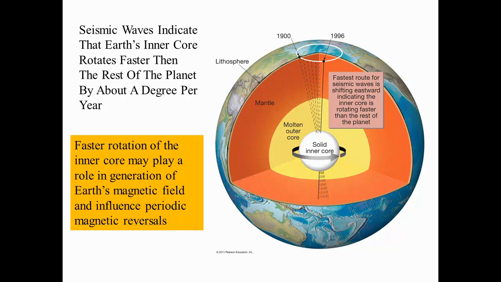But if we look at this figure on the right, we see that the fastest route for seismic waves passing through the inner core is gradually shifting eastward, and this is why it appears that the inner core is rotating faster than the rest of the planet.